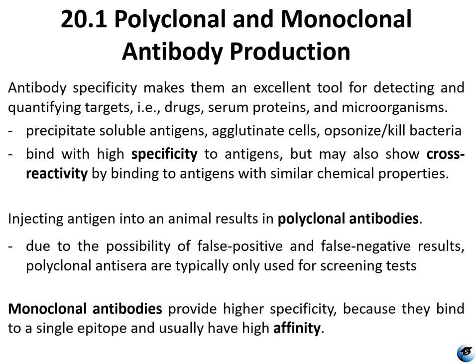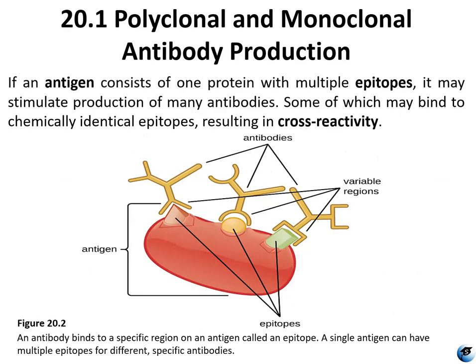Monoclonal antibodies are much more specific because they only bind to a single epitope and they have very, very high affinity, especially compared to polyclonal antibodies. If an antigen has one protein and multiple epitopes, you can use that to stimulate production of many antibodies, some of which may bind to identical epitopes, and this is what is referred to as cross-reactivity.